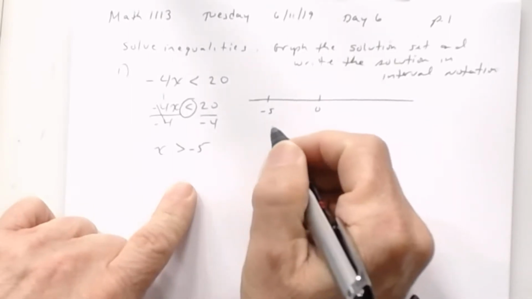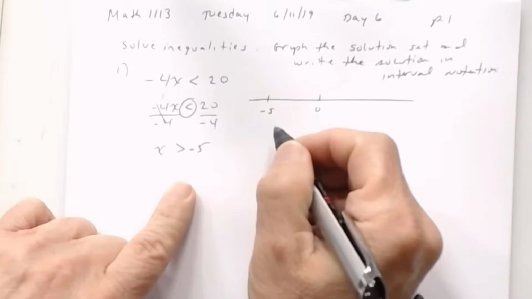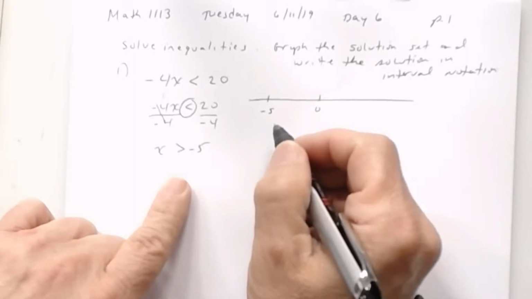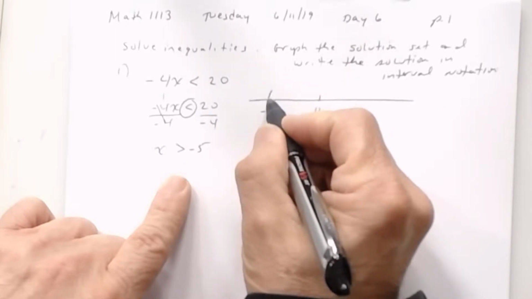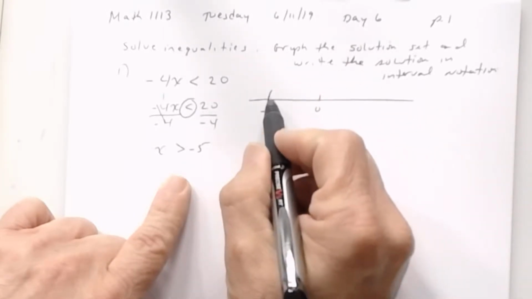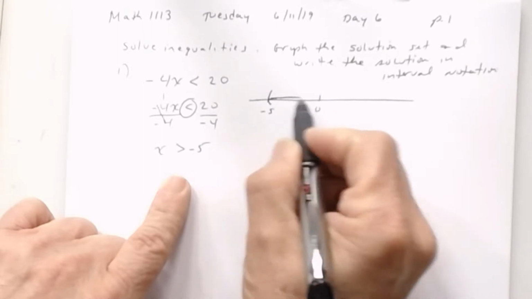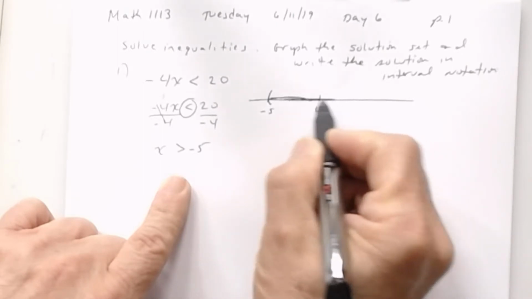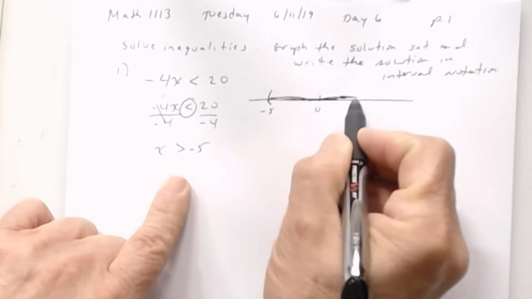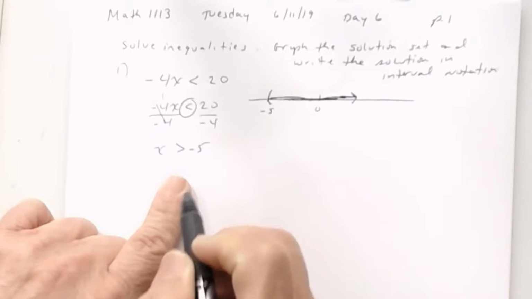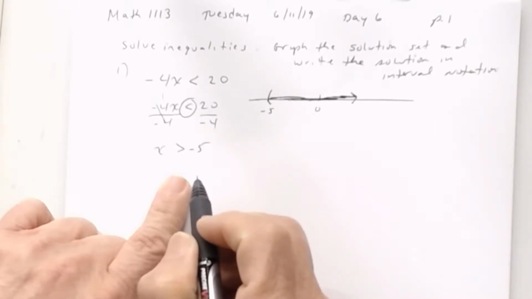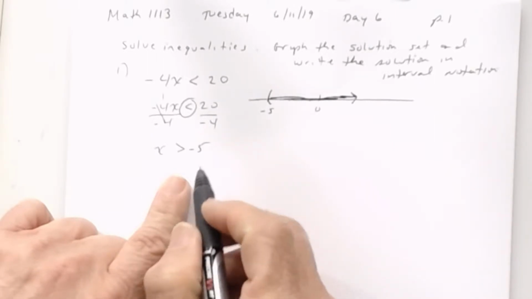Now I need for you to use parentheses or brackets. So is this going to be parentheses or brackets? Parentheses pointing which way? To the right, like this. And then I shade in the number line pointing to the right. Make sure you draw an arrow, just like I did here. So that's the graph of the solution set.